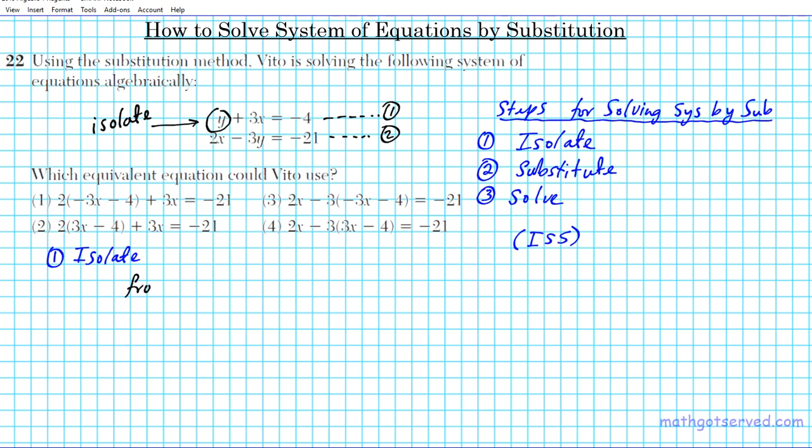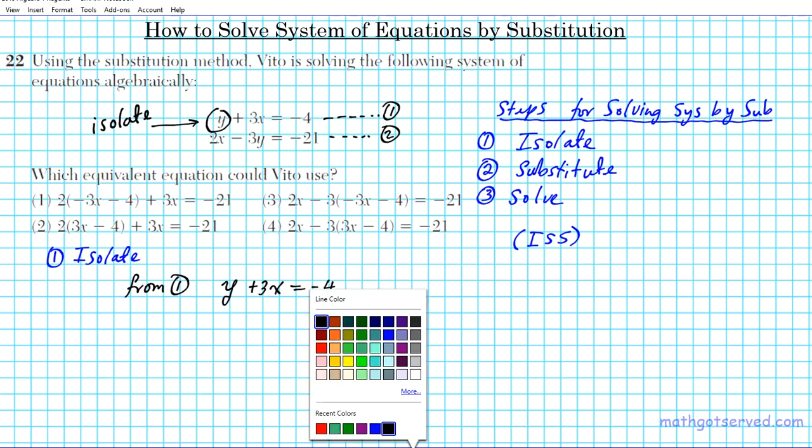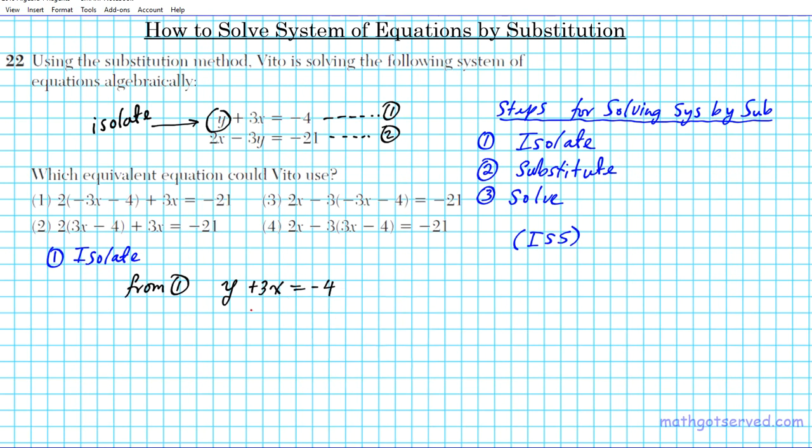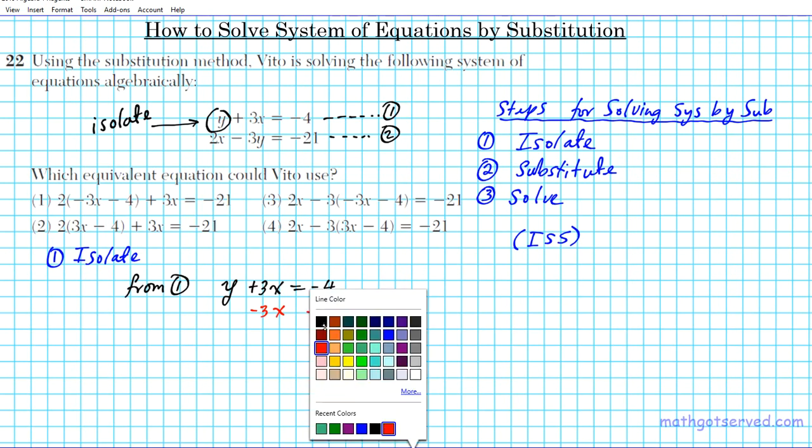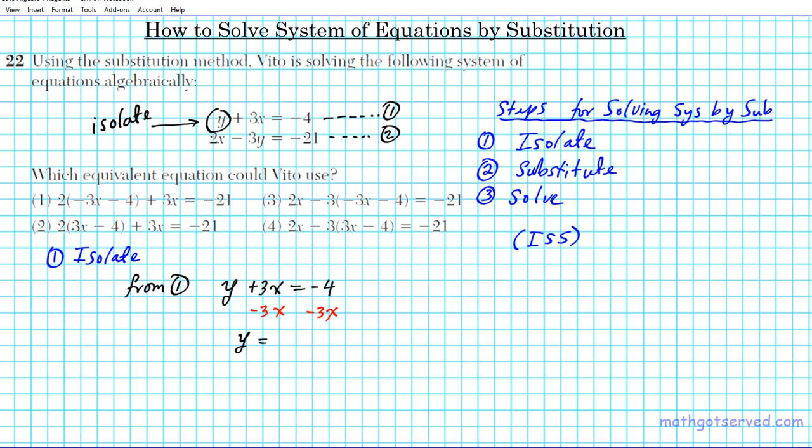So we're starting from equation 1. From equation 1, we have y plus 3x equals -4. Our goal is to isolate y, get y by itself. To isolate y, we will subtract 3x from both sides of the equation, and that yields y equals -3x minus 4. This is equation 3. Ladies and gentlemen, we have achieved the isolation step. The isolation step involves getting a variable isolated all by itself without any coefficients.